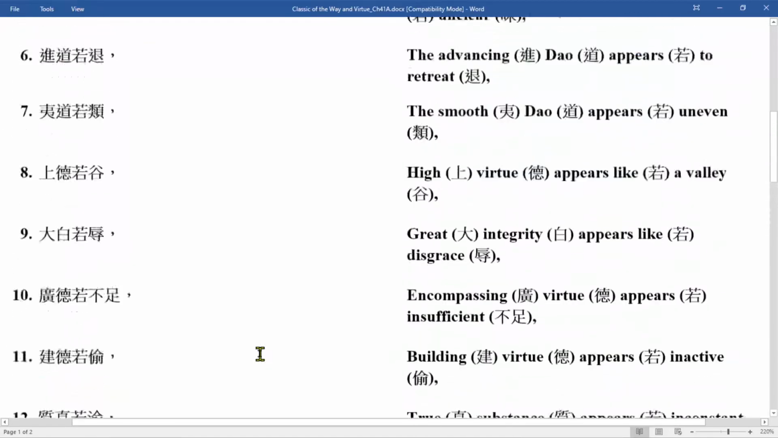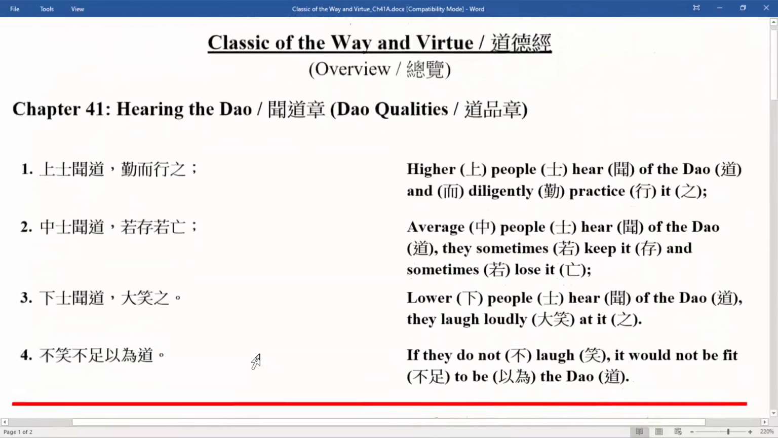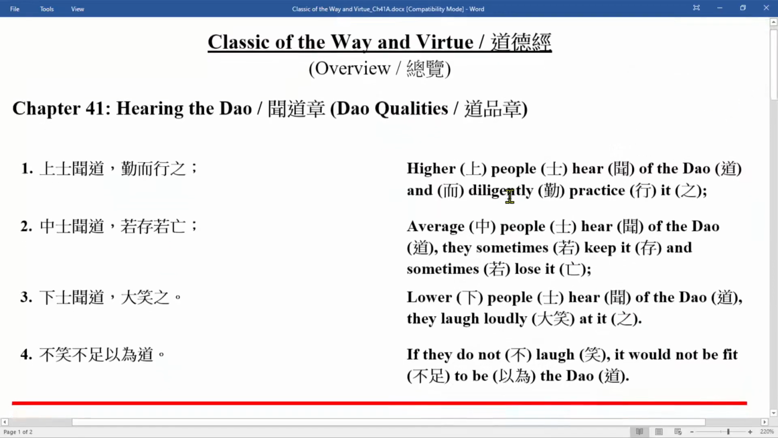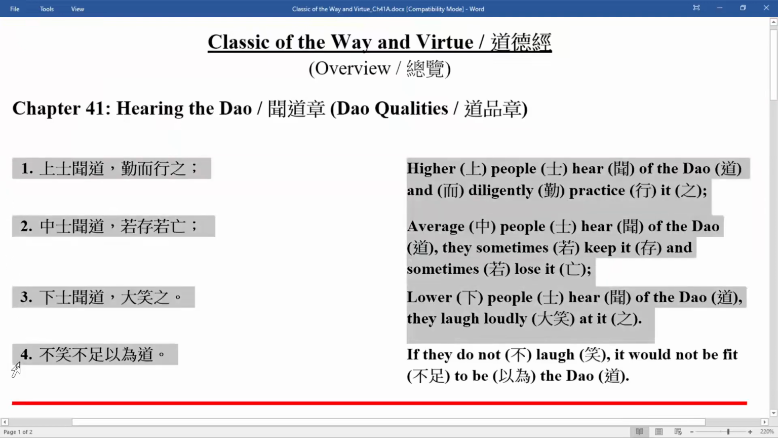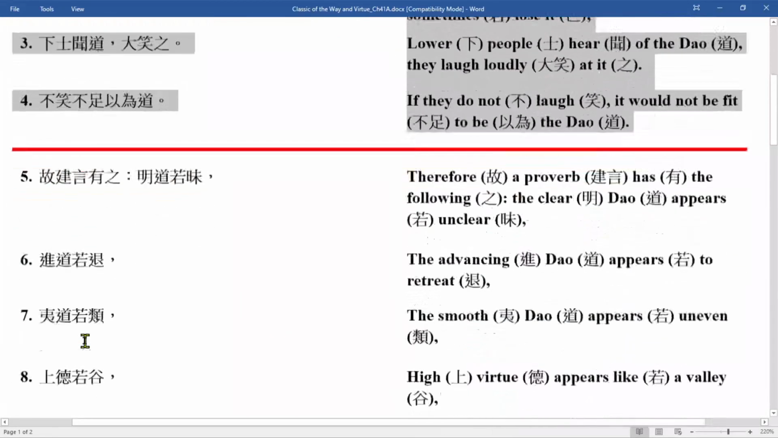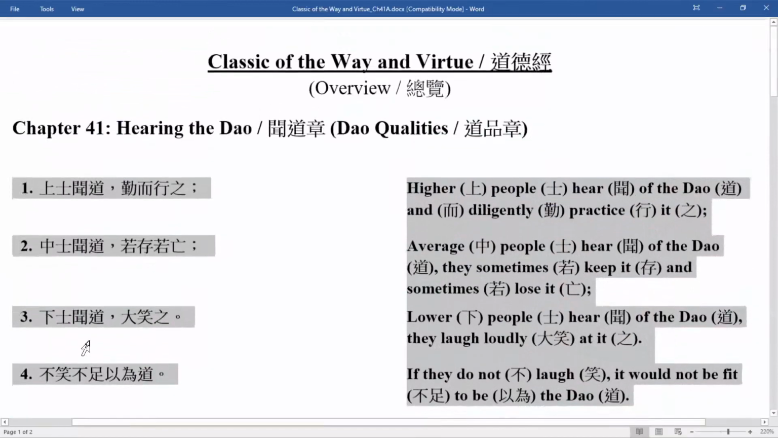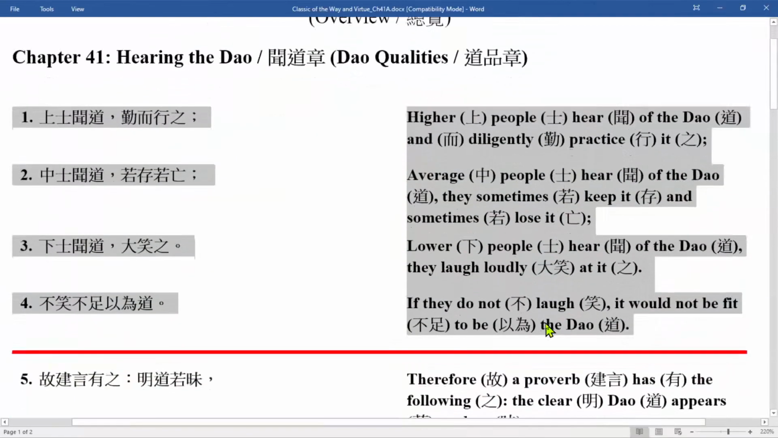It's in 3 sections, and the conclusion has 2 subsections. But this is a different topic. It's called hearing the Tao, or hearing of the Tao, or the Tao qualities. It's 文道章 or 道品章. It's a lot to talk about, but let me try to at least get to the first 2 sections, because then next week I'm going to finish all of 41, which is a lot. All right, so let's jump to 41.